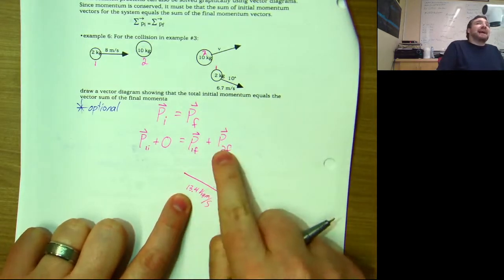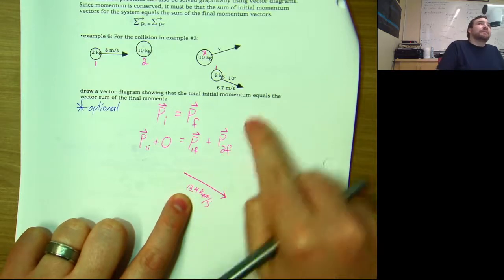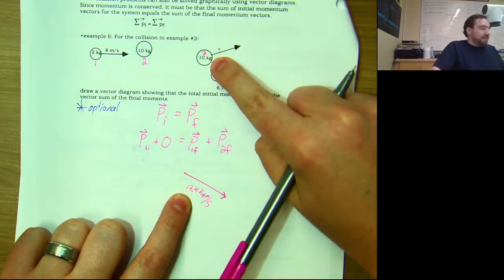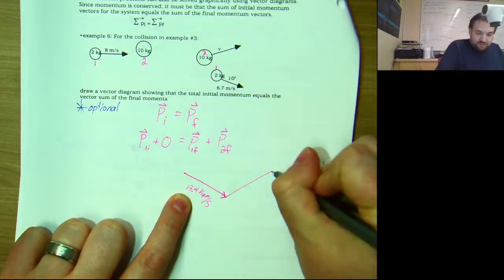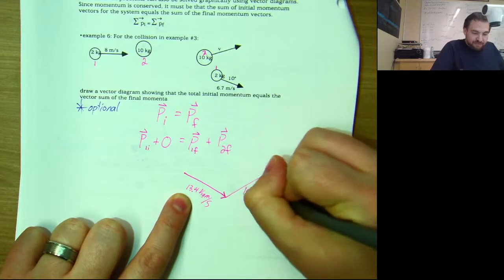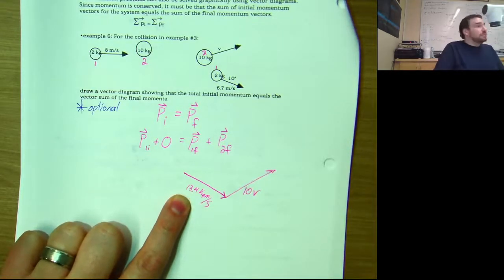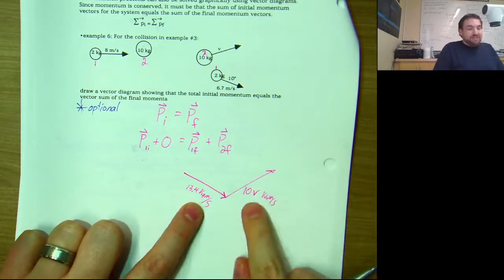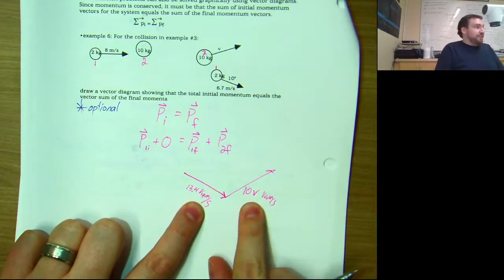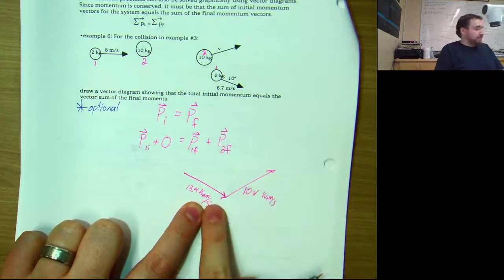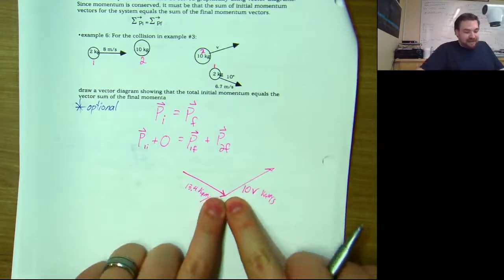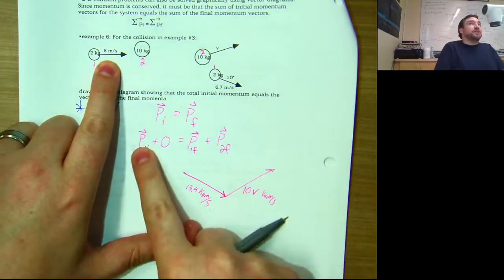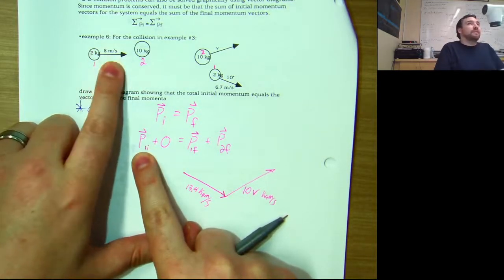And I'm going to add to that my momentum final for this guy. So this is just 10V kilogram meters per second. And these two added together, we cool with the addition, moving the vectors tip to tail? I draw my first. From the tip, I add that guy. We know that they have to equal my initial momentum from this guy here.